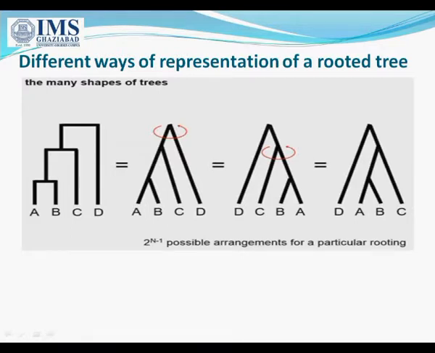We can see the different ways of representation of a rooted tree. As we can see here, rooted trees for 4 different taxa, that is A, B, C, D, can be represented in this manner or this manner, this manner or this manner. So there are 2 to the power n minus 1 possible arrangements for a particular rooting. We have learned here that after rotating the tree from a node, the relationship among the species still remains the same. Hence, for a particular rooting, 2 to the power n minus 1 arrangements are possible, where n is the number of taxa.